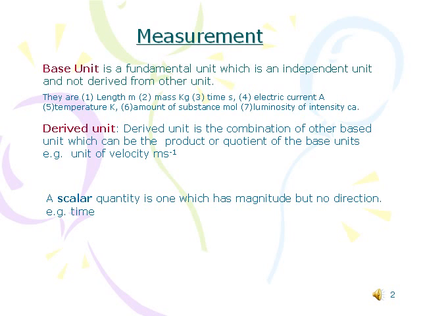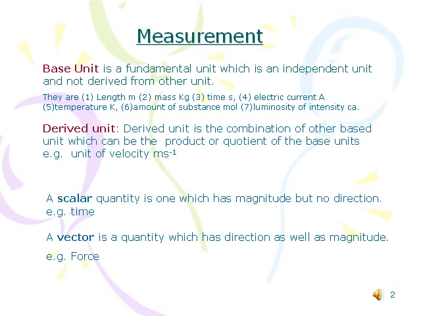Some of the quantities are scalars or vectors. What is called a scalar quantity? A scalar quantity is one which has magnitude but no direction. For example, time. It does not change with location. A vector is a quantity which has direction as well as magnitude. For example, force. When you apply force in different directions, the effect of the force varies.